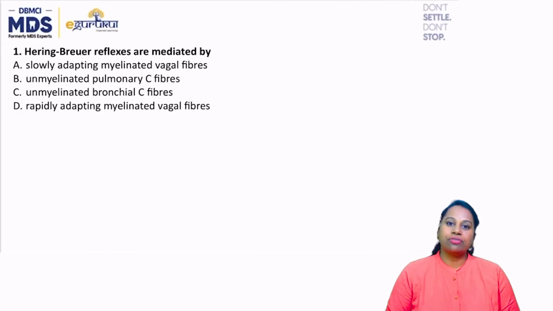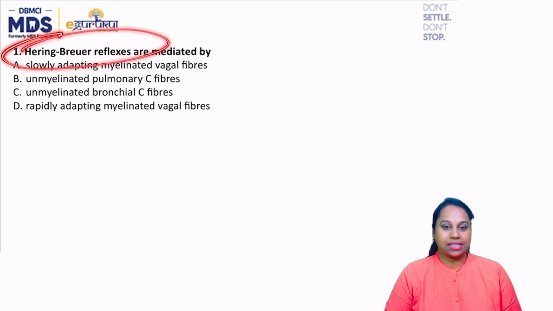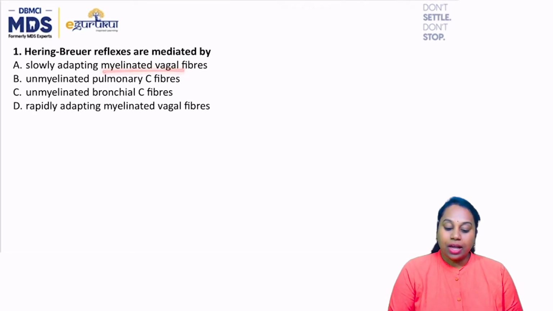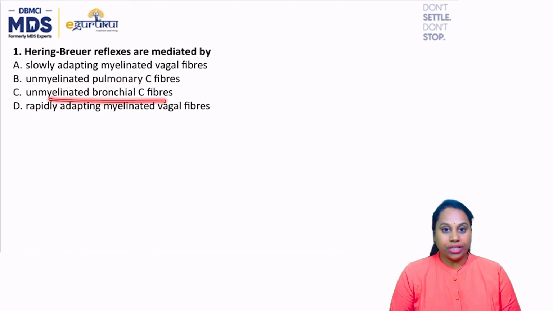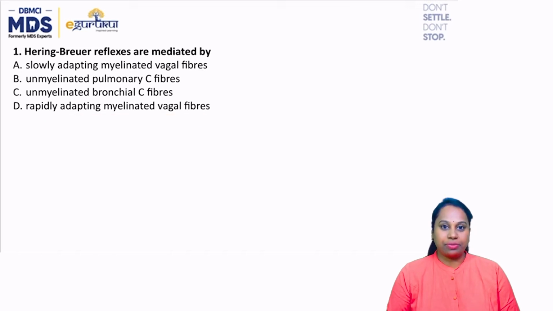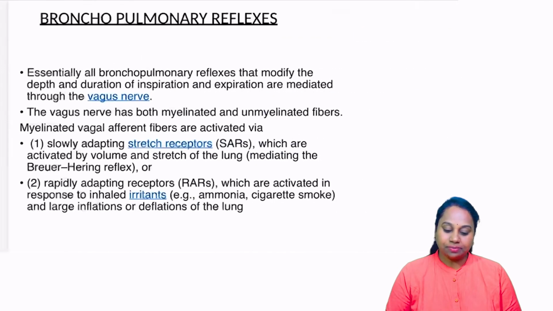Let's start off with the first question. The question was about Hering-Breuer reflexes. The Hering-Breuer reflexes are mediated by slowly adapting myelinated vagal fibers, unmyelinated pulmonary C fibers, unmyelinated bronchial C fibers, or rapidly adapting myelinated vagal fibers. Let's have a discussion on this and we'll come back to the question.